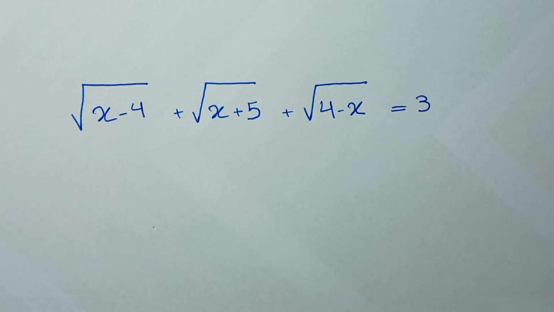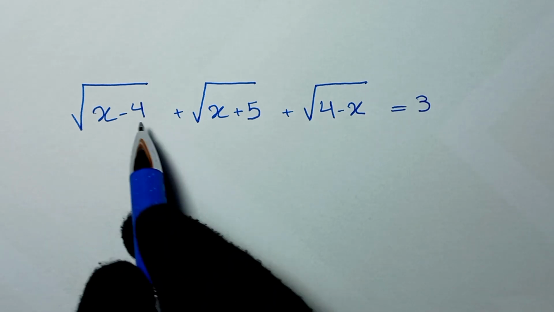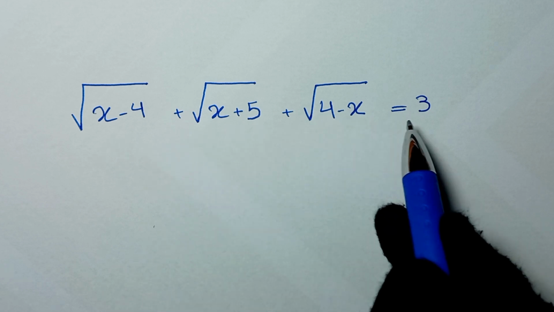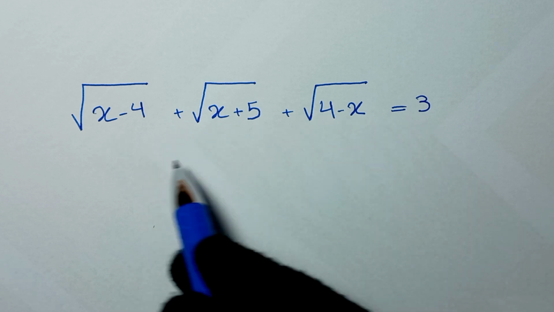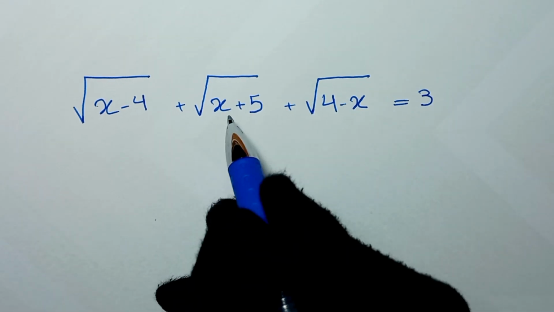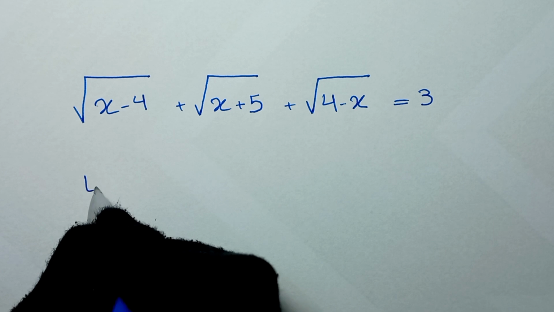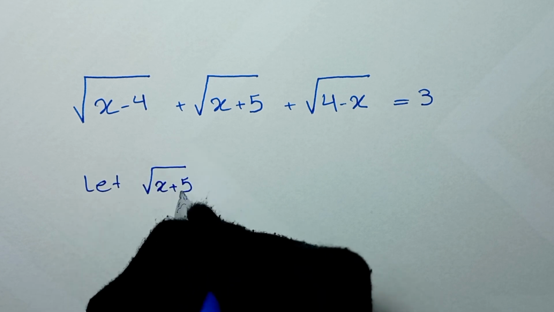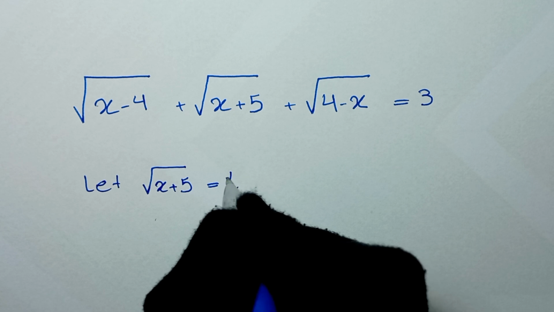Hello my friends, you're welcome to solve this math problem, which is square root of x minus 4 plus square root of x plus 5 plus square root of 4 minus x is equal to 3, to find the values of x. In the first step, we start by letting square root of x plus 5 as t.